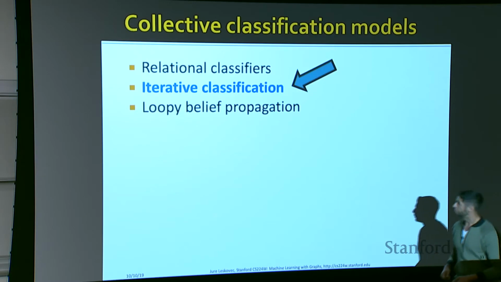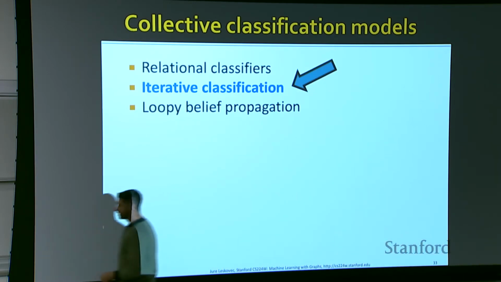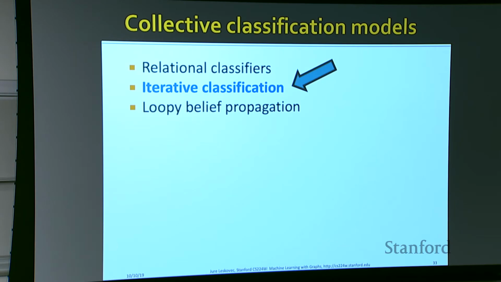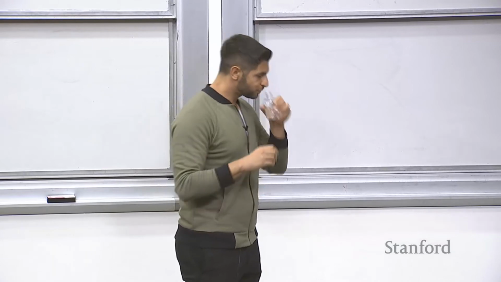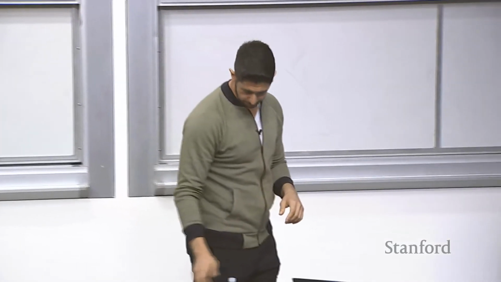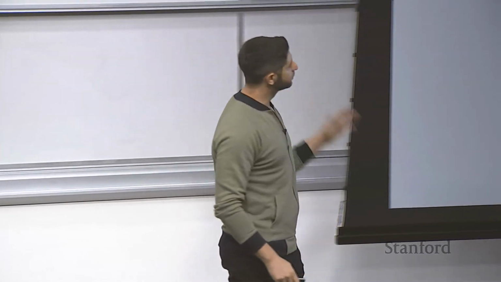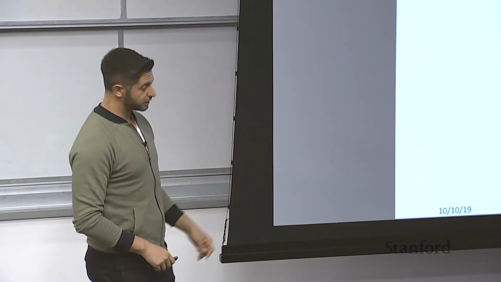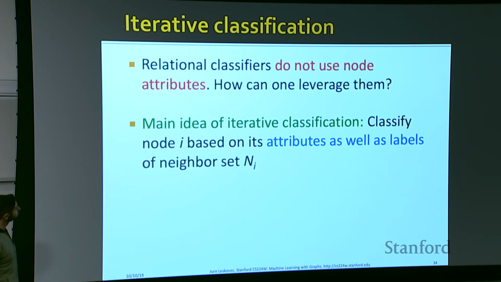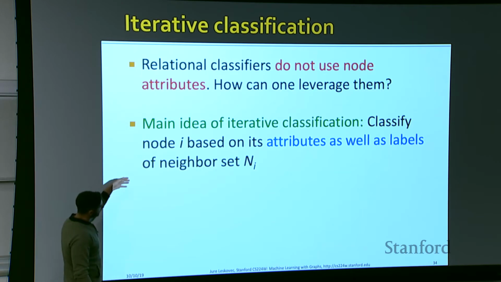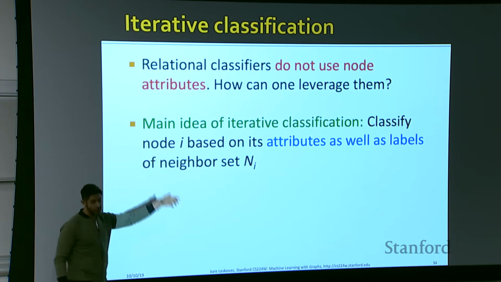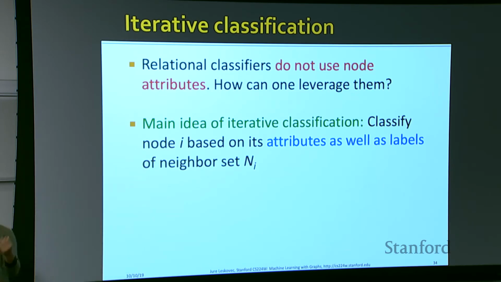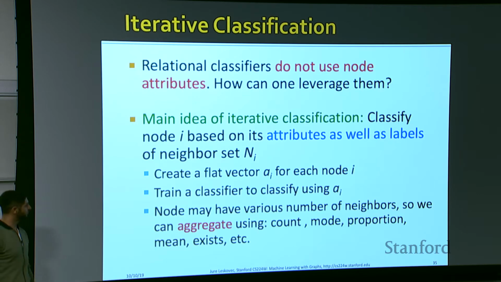Okay, let's go. So we explained why a relational classifier is not as powerful as we would like, because we are not using the node features. So now we're going to introduce iterative classification, which also brings the node features into the picture. The main idea is that we classify our node I not only based on the labels of our neighbors, but also on the attributes of our neighbors, okay? That's the key difference between the two techniques that we're going to be seeing today.